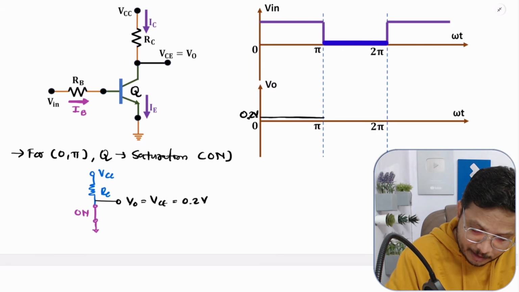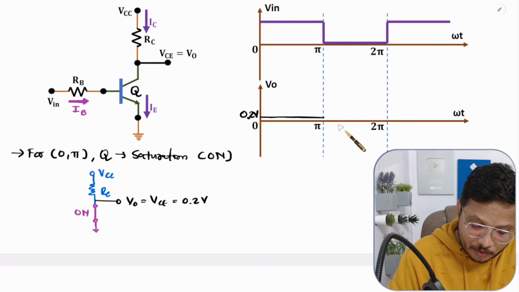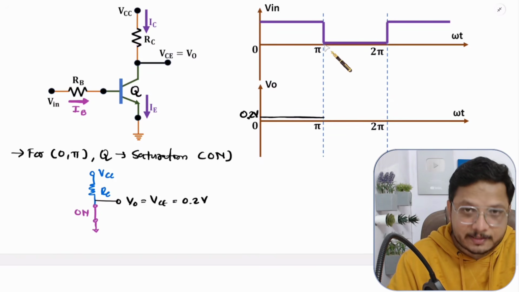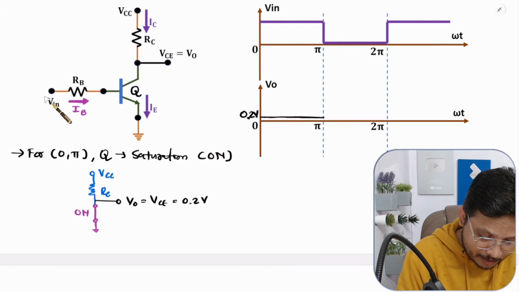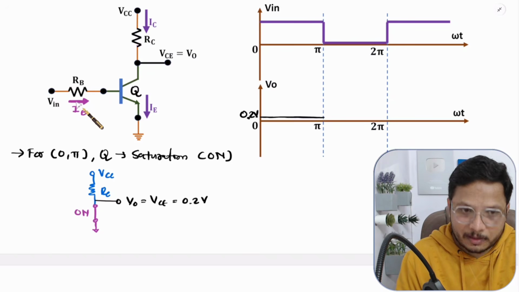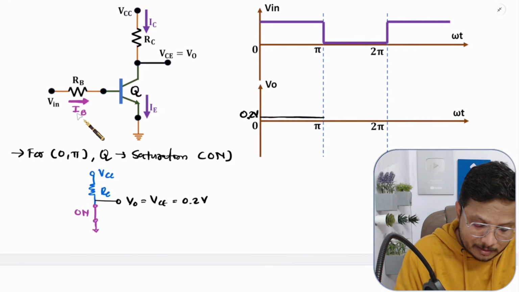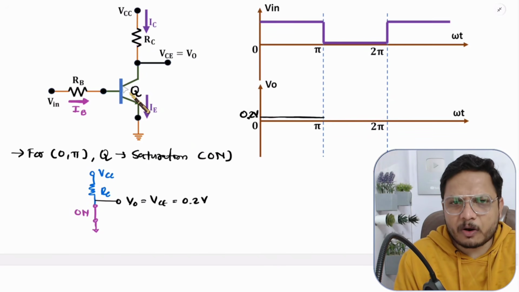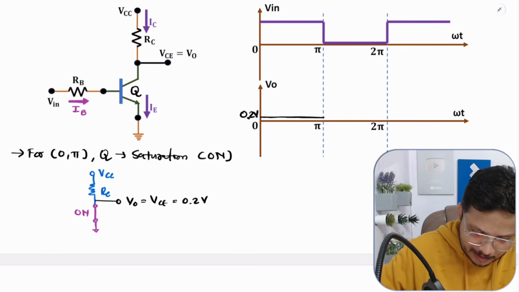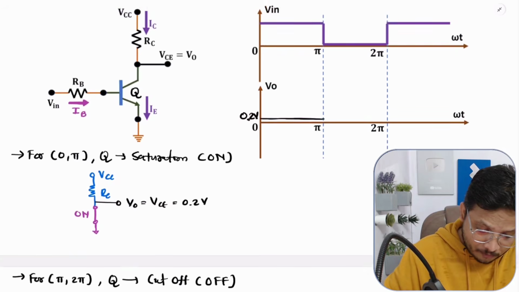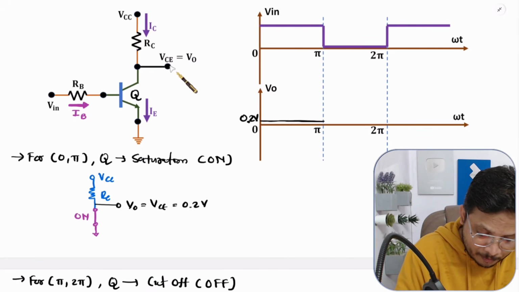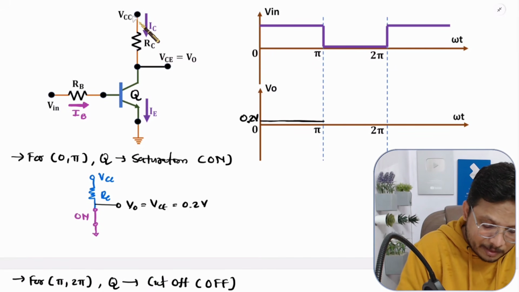Now what will happen during pi to 2 pi? During pi to 2 pi, input voltage is 0. As input voltage is 0, the IB current will be 0. If the IB current is 0, then this transistor will be off, or one can say it is in cutoff mode. So the transistor will be in cutoff mode, meaning it is off. Now what will be my output? Output will be simply VCC only.